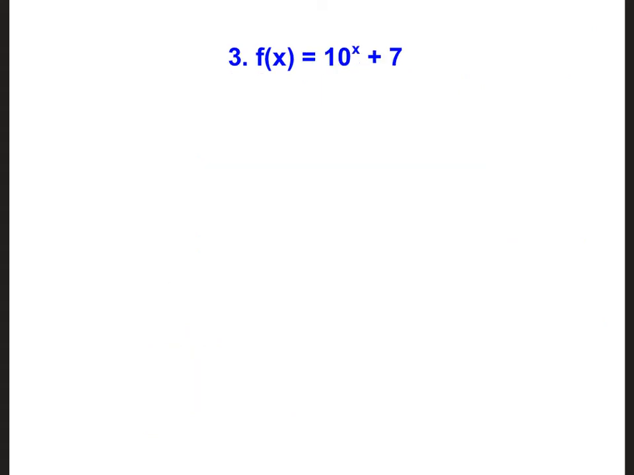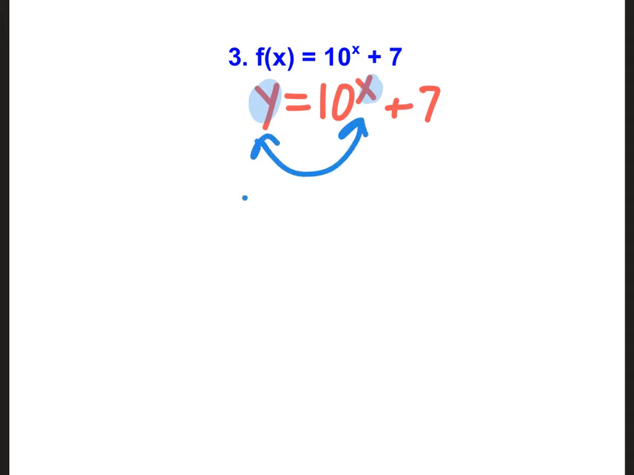All right, our third example is f of x equals 10 to the power of x plus 7. Again, my first step is to get rid of my f of x, so we're going to have y equals 10 to the power of x plus 7. My next step is I have to flip my x's and my y's. So here's my y, here's my x. We're going to flip-flop them. And when I do that, we get x equals 10 to the power of y plus 7.